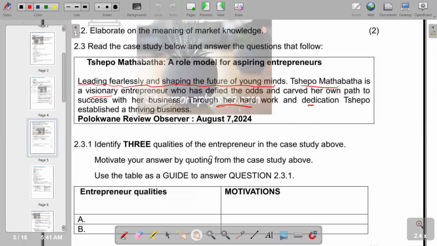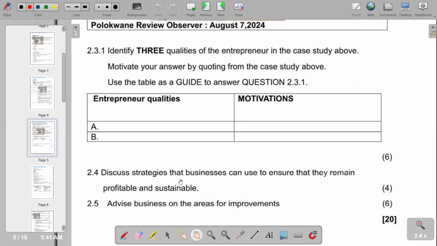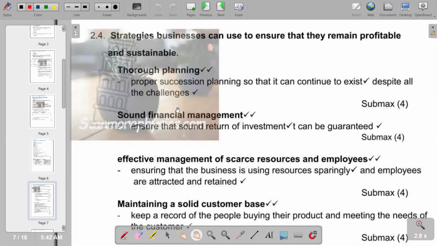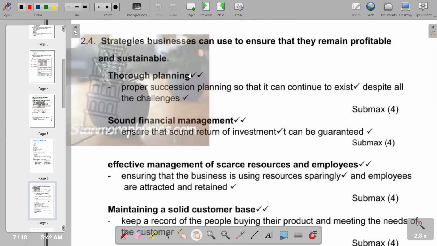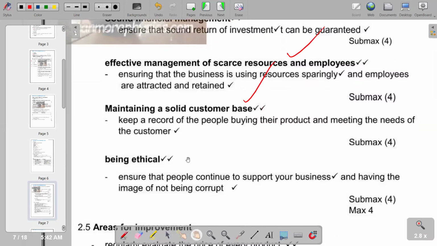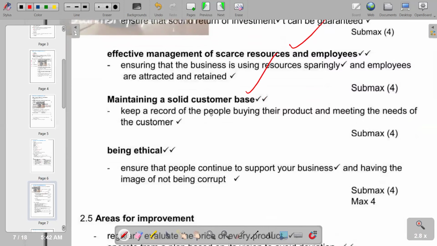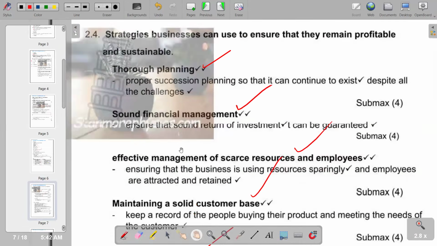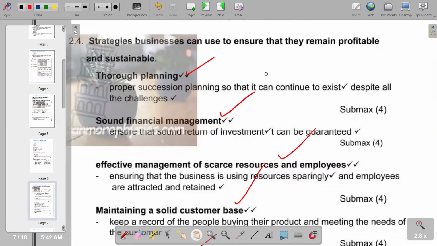Then we move on to the next part, which is 2.4, discuss strategies that businesses can use to ensure that they remain profitable and are sustainable. So on 2.4, we are saying the strategies are thorough planning, sound financial management, effective management of scarce resources and employees, maintaining a solid customer base. So these are some of the points, and also being ethical. So these are the strategies businesses can use to ensure that they remain profitable.